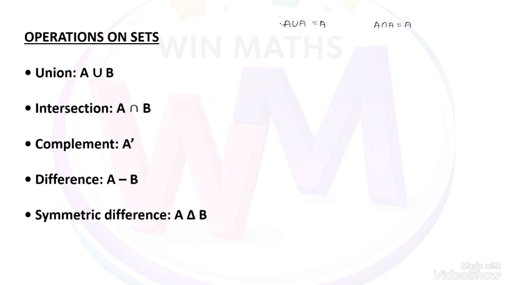Next, the second property, that is A union null set. Null set means there are no elements. So A union null set, the collection of all the elements, we will get A only. Then what about the intersection? A intersection null set will be a null set because there is no common element between these two sets.